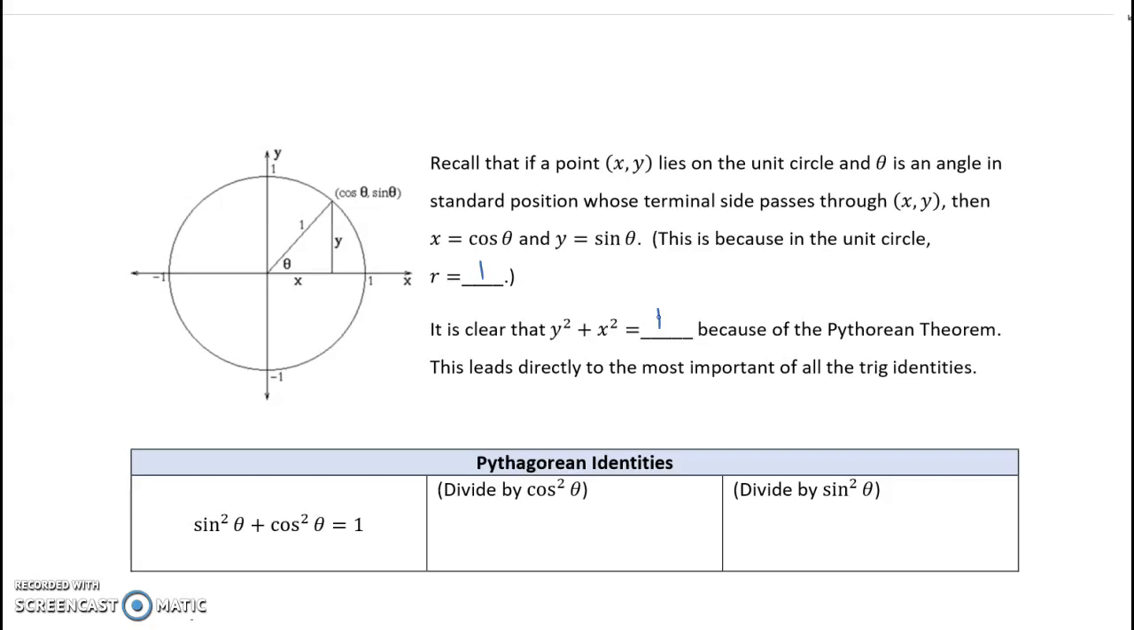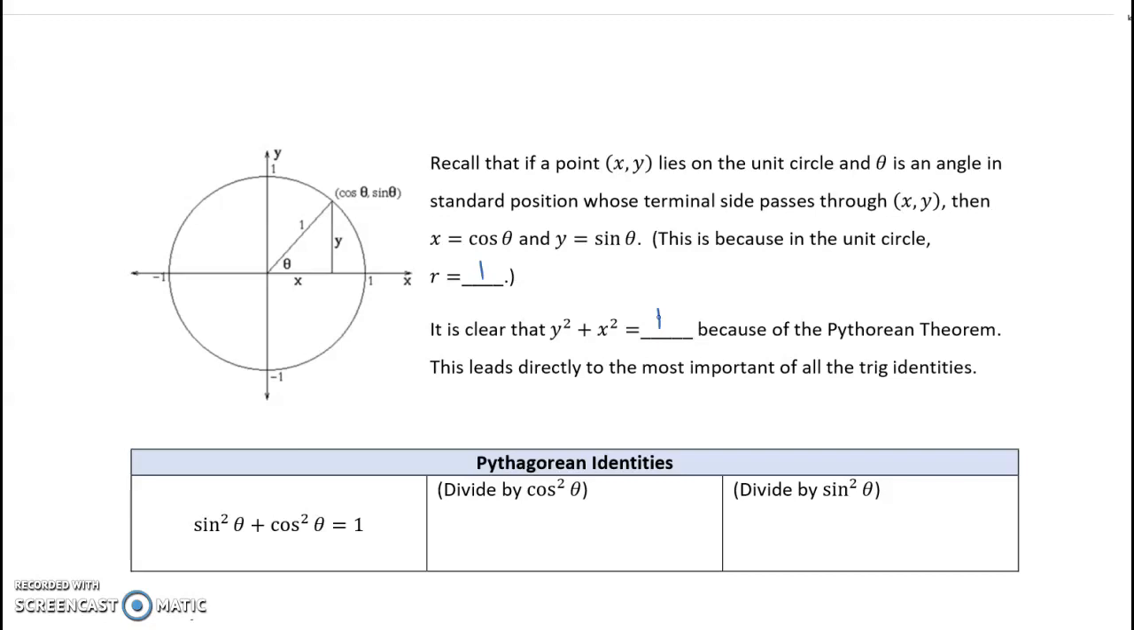You could even pull out a calculator and play around with crazy values like pi over 11. And every single time you're going to find that the sine squared of that angle plus the cosine squared of that angle will equal 1. So this is everyone's favorite trigonometric identity. You don't get a choice. Everyone has to choose this one as their favorite. It is the most important. It shows up all the time, and it's going to be very useful.